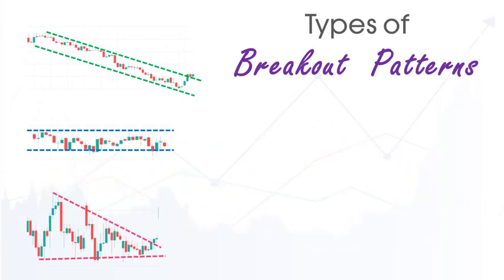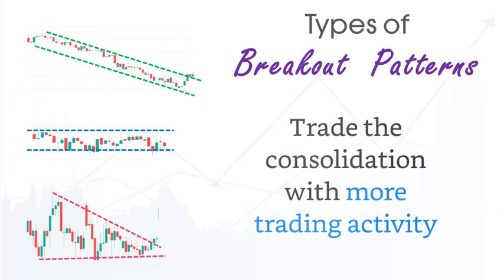So, how to identify the difference between these two? Because ideally, you want to trade the consolidation where the traders are actively buying or selling, right? So that you will have a higher chance of success on your trade. To do this, we can look at the market activity.